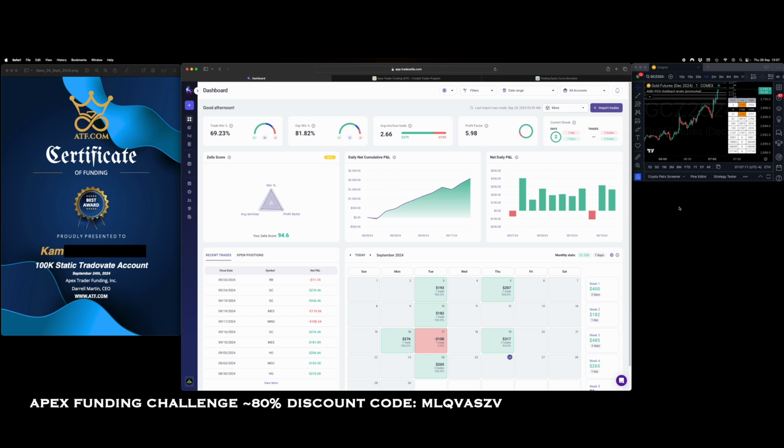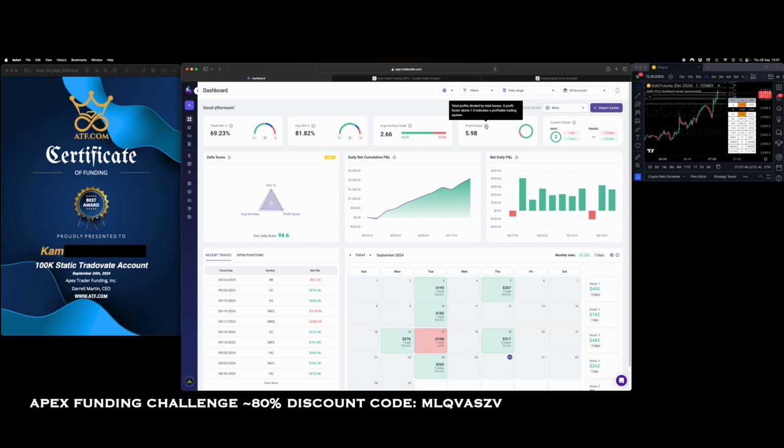So as you can see, this is the recent challenge I did. It was a 100K static account with Apex, and these are the stats for this challenge I did. I had a 69% win rate, 81% of my days were winning days, and my average win to loss ratio was 2.6. My profit factor was 5.98. So what does that mean? For every dollar I lost, I made $5.98.